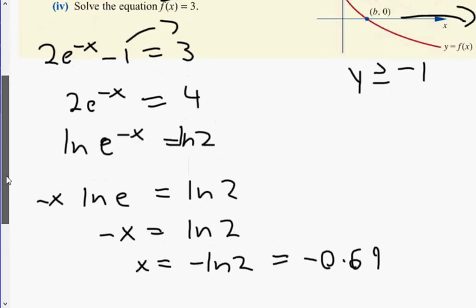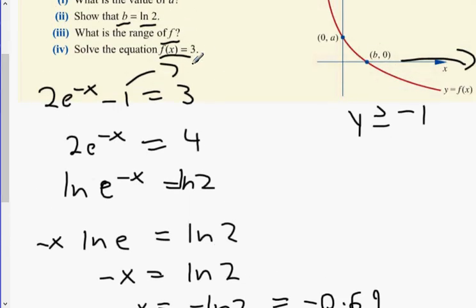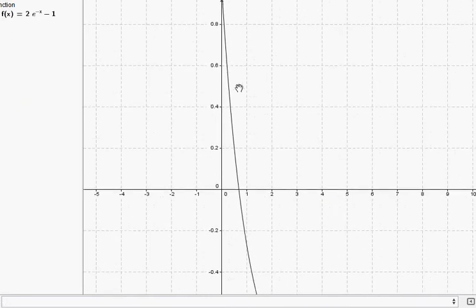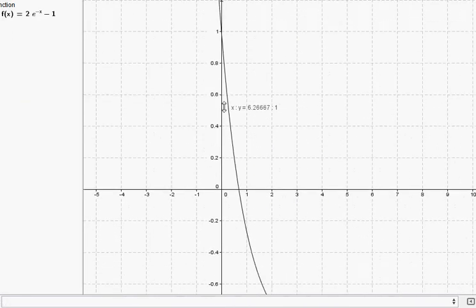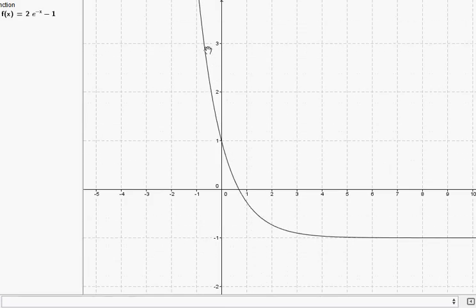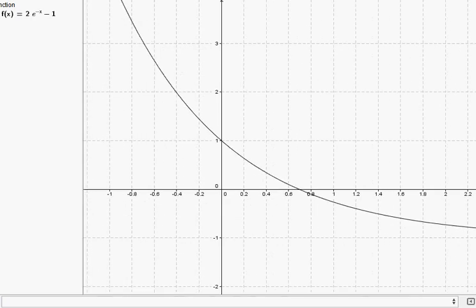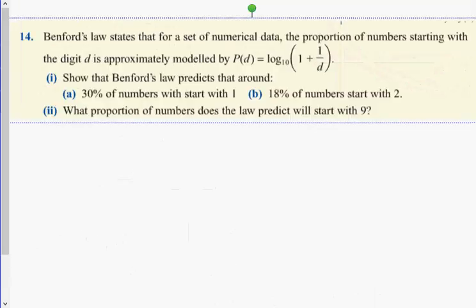Now, we could also do this graphically. Solve f of x equals 3. Solve the y value equal to 3. Look what happens when I go back to my graph here. Y value equal to 3. Now I'm just going to drag this down a little bit. It's equal to 3 here, isn't it? And if I drag this out a bit more, 3 occurs when I go all the way down, it's going to be roughly 0.7. So the graph backs up my algebra.